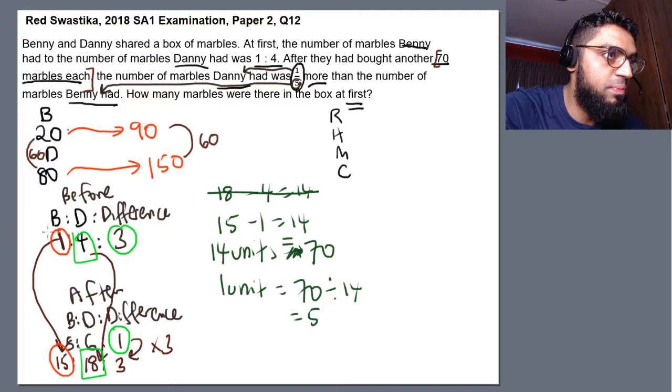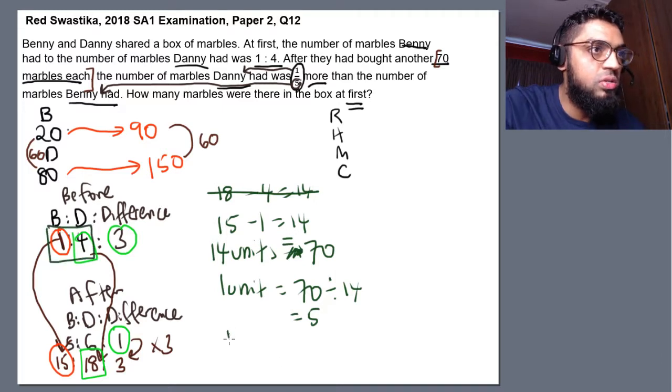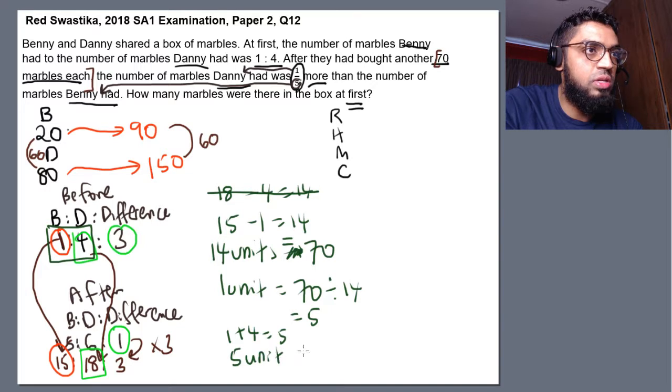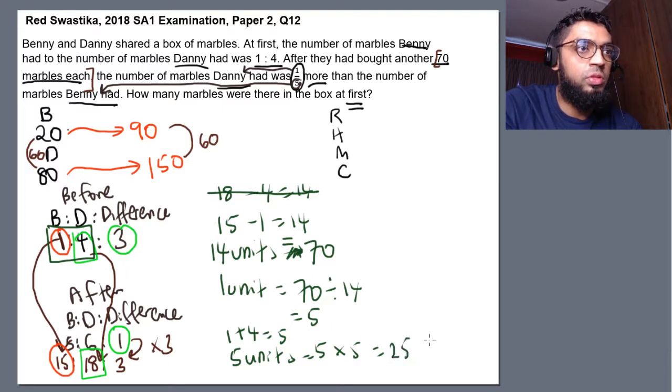Alright, the question wants us to find how many marbles were there in the box at first. So at first, they shared 5 units of marbles. Why? Because 1 plus 4. So 1 plus 4 first, that gives us 5 units. And I try to find what is the value for 5 units. That is just 5 multiplied by 5. That gives me an answer of 25 marbles at first. This is the final answer for this question.